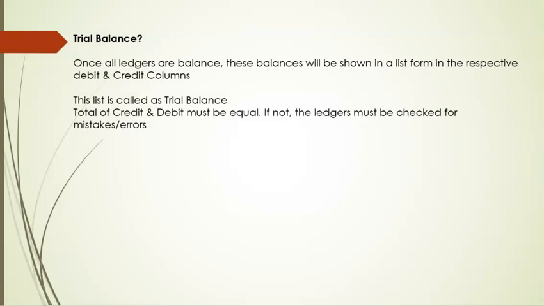So this trial balance will generally have all the ledger accounts in the chart of accounts, or in the accounts department. In the accounts department, there will be so many ledger accounts: income ledgers, expenses ledgers, liabilities ledgers, and receivable asset ledgers. So there will be so many ledgers.